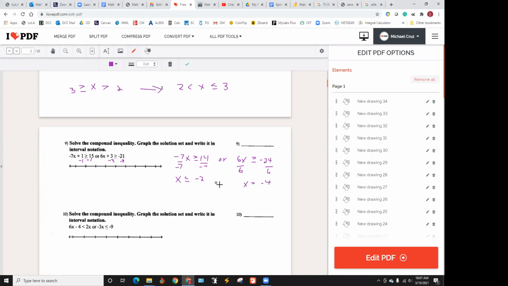So here's the solution algebraically. If we want to do it on the graph, let's just put negative 2 right here, and then negative 4 right there. All right, these both have an equal sign. So that means on this one, that's a bracket going down that direction. On this one, it's going up that direction.